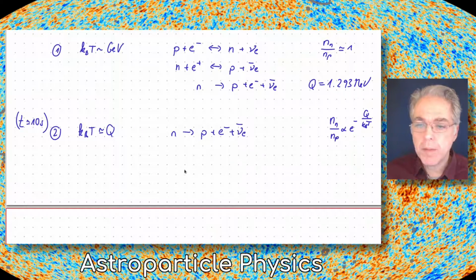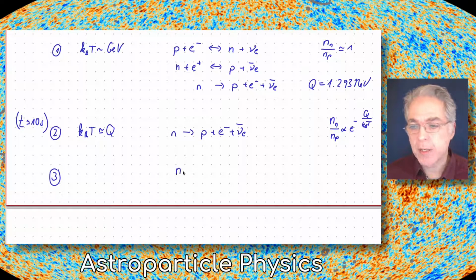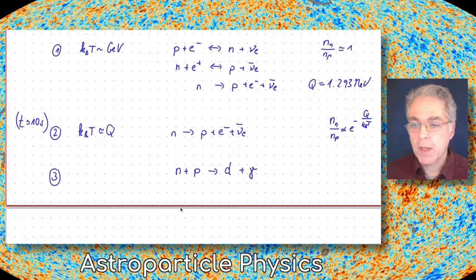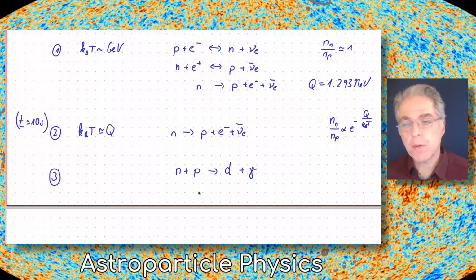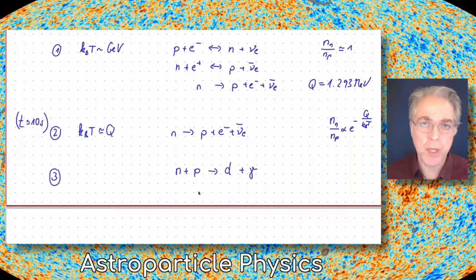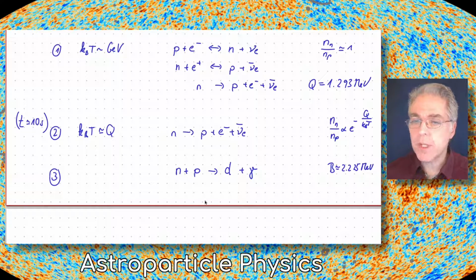So the next step would be the formation of deuterium nuclei. That will be a neutron plus proton going into a deuteron plus a photon. And this process, of course, also goes the other way around. A photon could photodissociate a deuterium to then have a neutron and a proton. The binding energy is very small, of the order of 2.225 MeV. So in principle, the moment that the photon energy drops below that binding energy on average, you would say, okay, then this process can start.